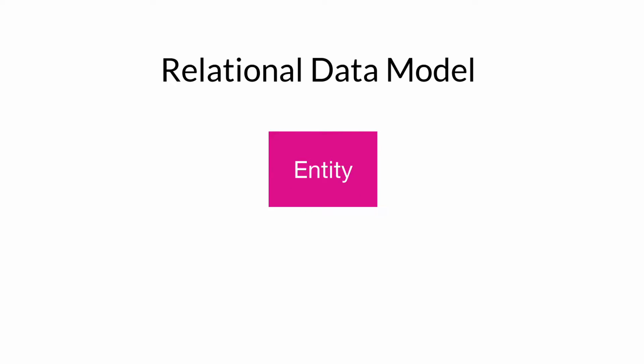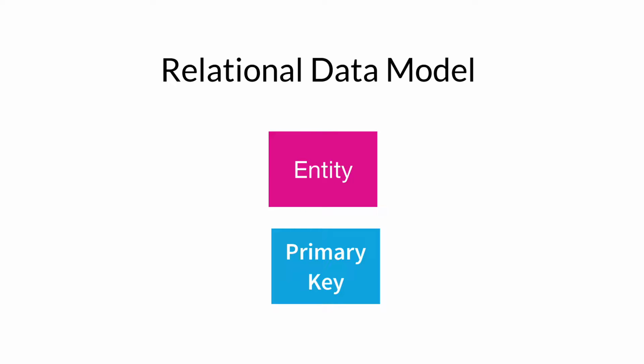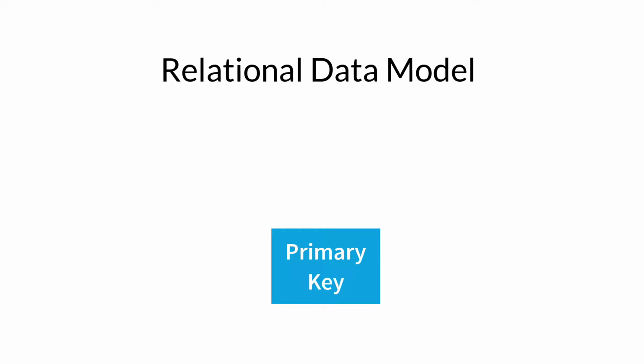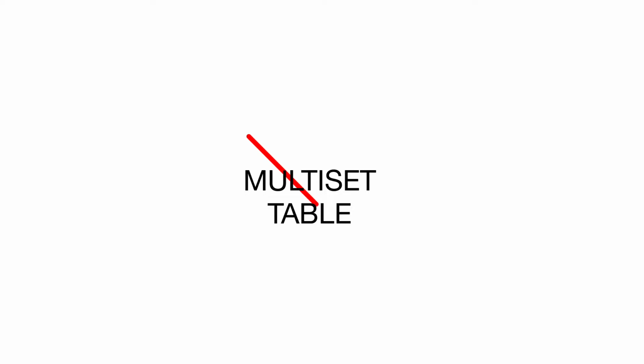In relational data modeling theory, each entity needs a primary key. Each primary key value uniquely identifies an object. Early releases of Teradata followed the rules of relational data modeling tightly and did not allow row duplicates in a table. At that time, the concept of multiset tables did not exist.